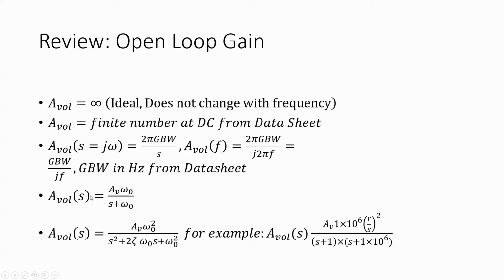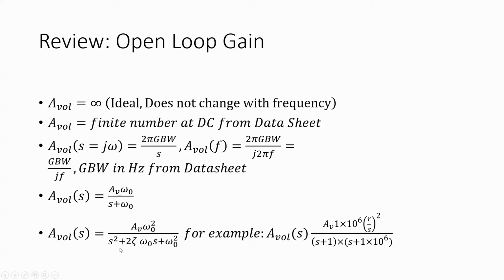Then we have a first order model, but it's not the ideal integrator model, and we have a gain times omega naught, where at DC s would be equal to 0. That would be what you got off of the data sheet, and this would be that very small first pole. You know, sometimes it's just 1 hertz or even 1 radian per second. Alright.